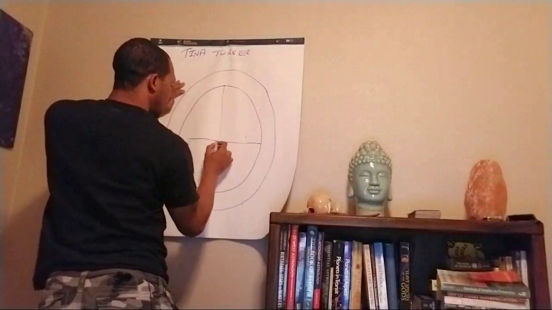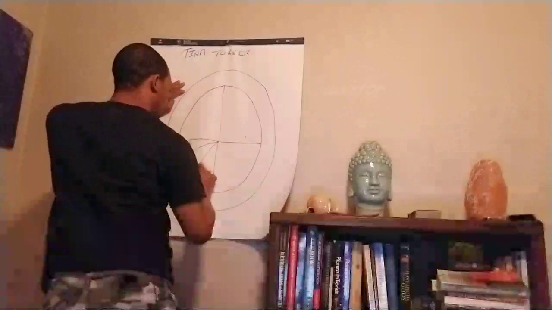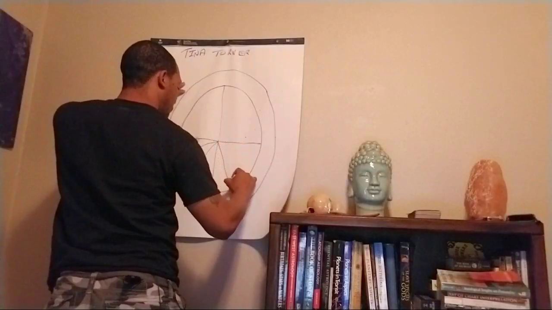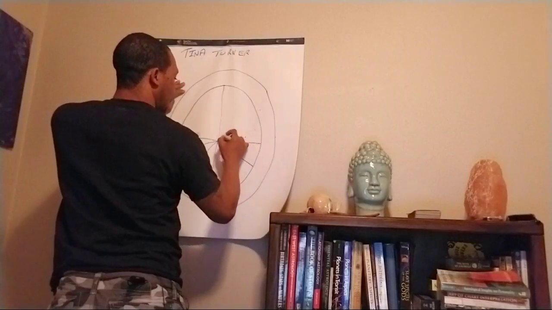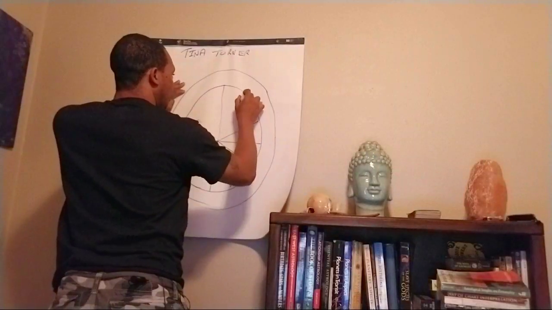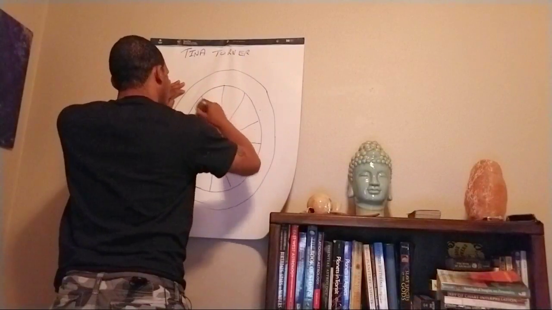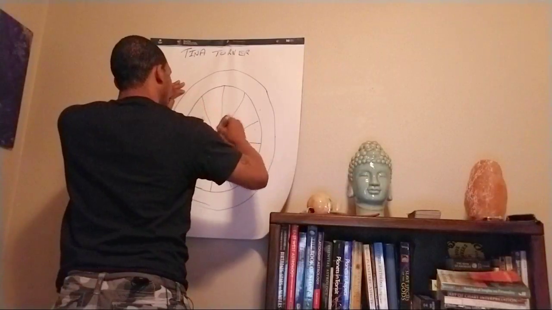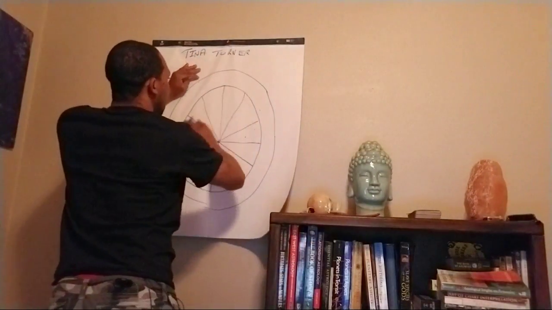We're going to draw our houses, which is the first, second, and third, fourth, fifth, and sixth, 7, 8, and 9, 10, 11, and 12. Okay? I hope you guys are following. If you're not, then you're going to get lost.